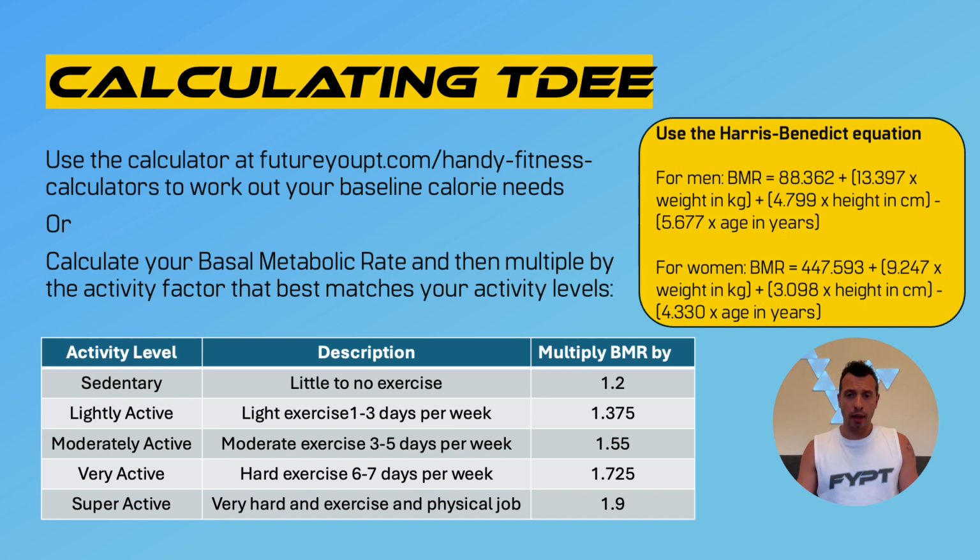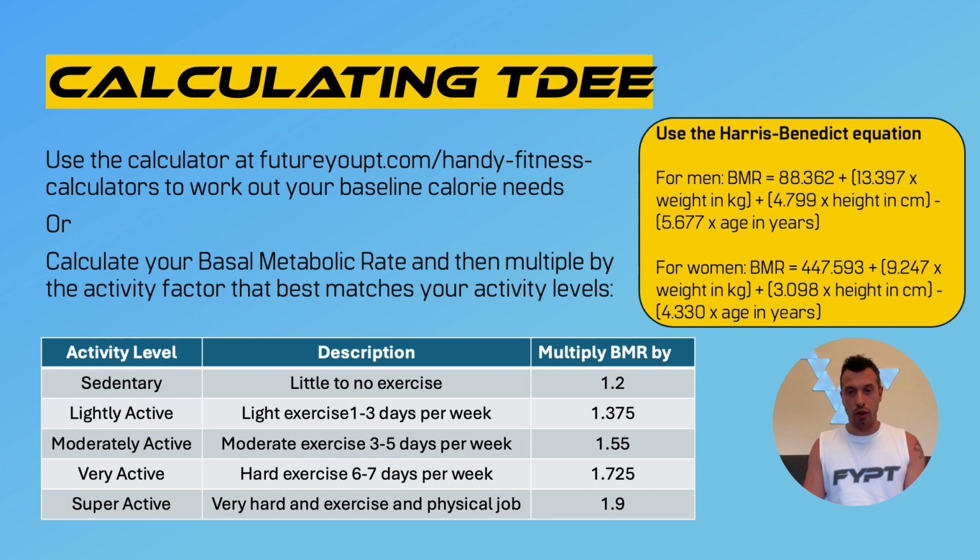Okay, so calculating total daily energy expenditure is a bit of a faff. The easiest way is to go to my website, futureupt.com, and find handy fitness calculators, and then go to the BMR and activity levels calculator, enter your details, and it will give you a calculation for not only your BMR but also your TDEE.